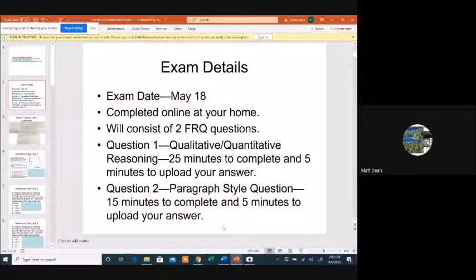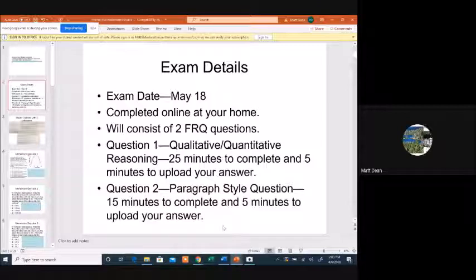Any should work. You're essentially going to have two options. One is to type your answers, which may be hard to do with physics. The other is to write your answers out on paper, take a picture, and upload the pictures. Either option is fine. There's only going to be two questions, and they'll both be free response questions.